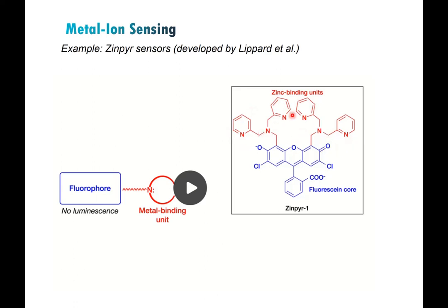But these dipyridyl amines, these methylene-spaced dipyridyl amines, bind to the zinc, and the lone pair that's on this nitrogen is no longer able to donate to the fluorescein and quench luminescence when zinc is present. So the video that should play will show how this works. Maybe.